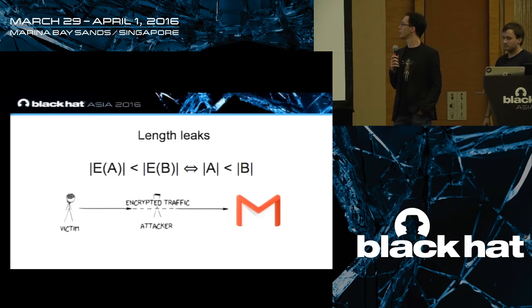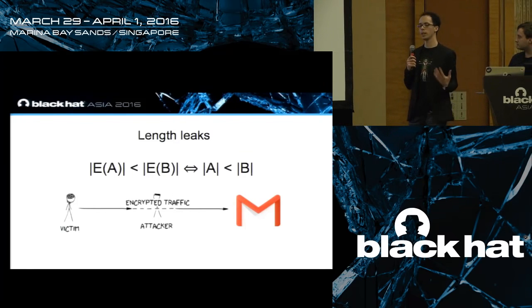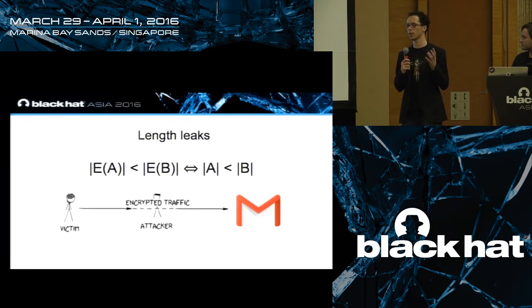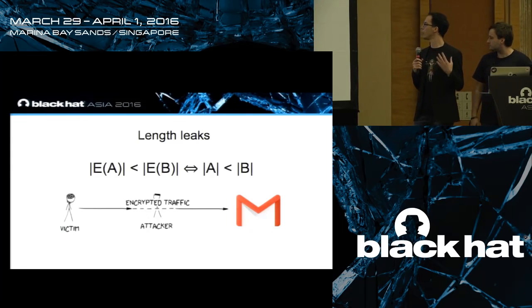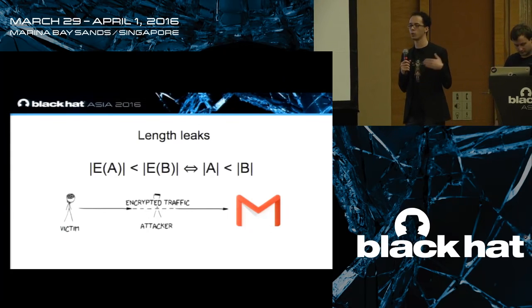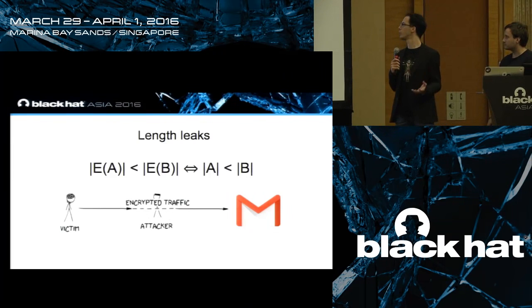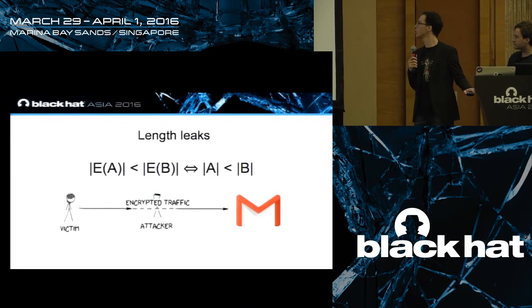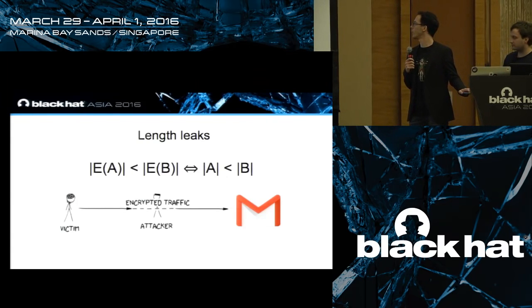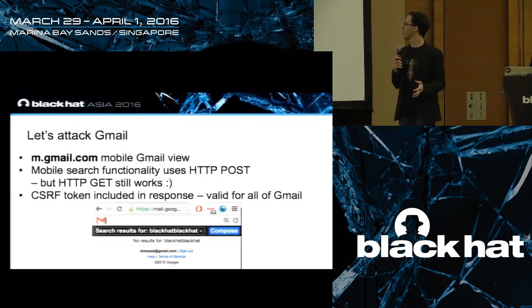Tai Duong, in 2012 in CRIME, presented the web length leaks. That is, if a plaintext A has smaller length than a plaintext B, then the encrypted ciphertext corresponding to plaintext A should also have a smaller length than the encrypted ciphertext of plaintext B. In this case, we use this in order to find a secret in the target website. So, let's see what Gmail offers.